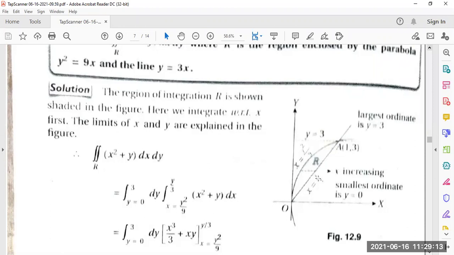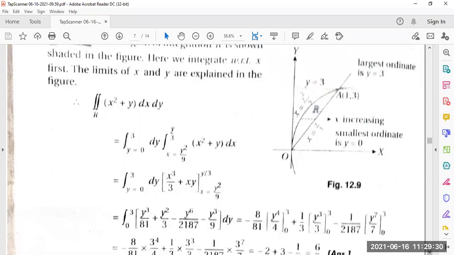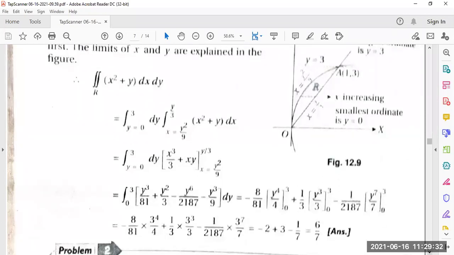So this is the value of y, and for x, for this parabola we are taking x equal to y square by 9, and for this straight line x equal to y by 3. So we got this value. Is it clear? Yes, sir.